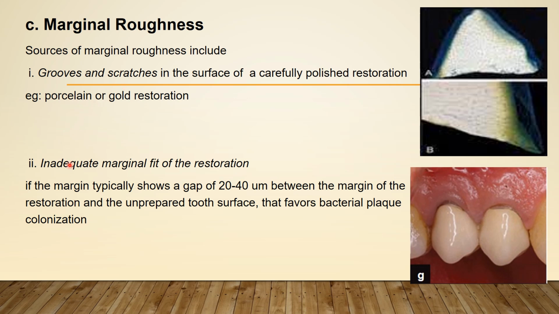The margin typically shows a gap of like 20 to 40 micrometers between the margin of the restoration and the unprepared tooth surface, which always favors plaque retention. You can see in this picture that there is a space between the margin of the restoration and the tooth surface. So this always favors plaque retention, and this can lead to gingivitis.